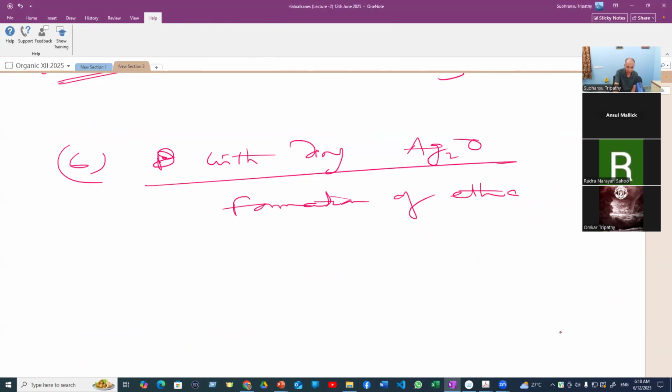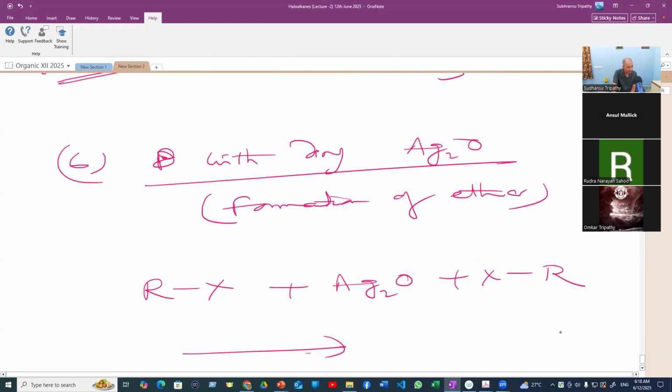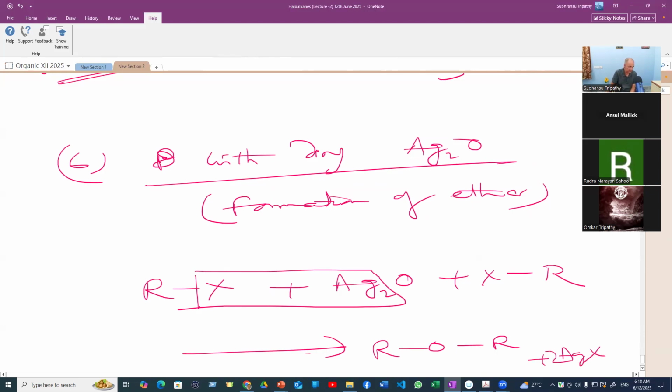Just like moist silver oxide was forming alcohol, if you take dry, no water, then just like your Wurtz reaction, 2 moles of alkyl halide will react with 1 mole of silver oxide to give you ether, symmetrical ether, and 2 AgX. So this is another way to get ether. So we close today's session.